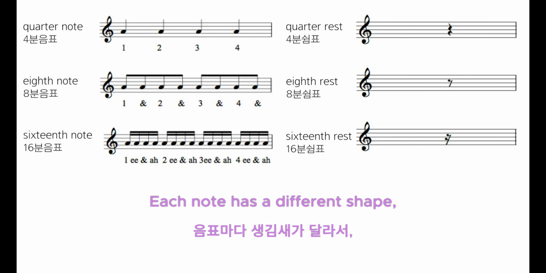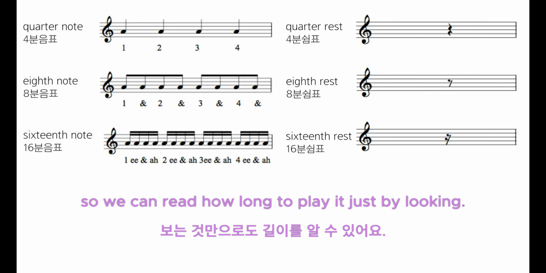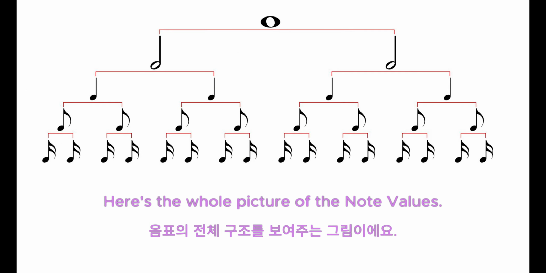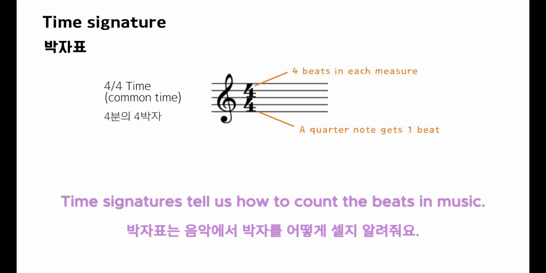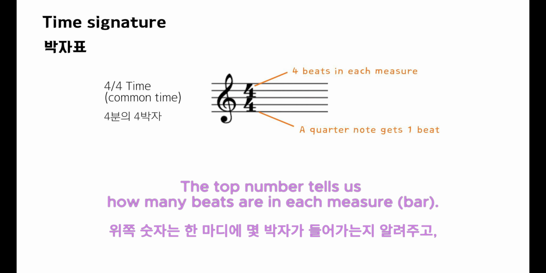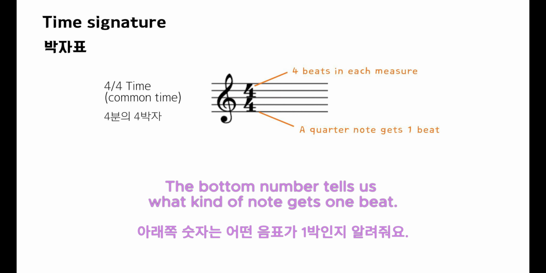Each note has a different shape, so we can read how long to play it just by looking. Here's the whole picture of the note values. So next step is time signature. Time signatures tell us how to count the beats in music. The top number tells us how many beats are in each measure. The bottom number tells us what kind of note gets 1 beat.